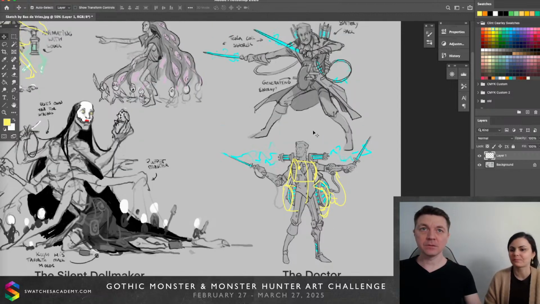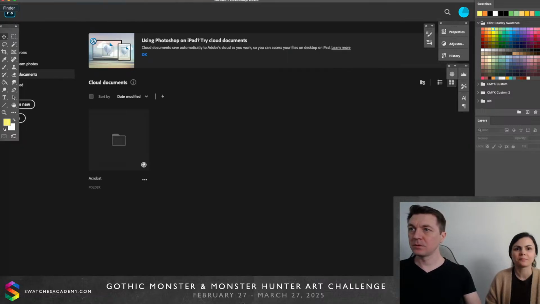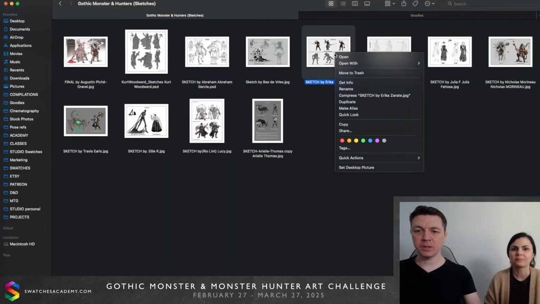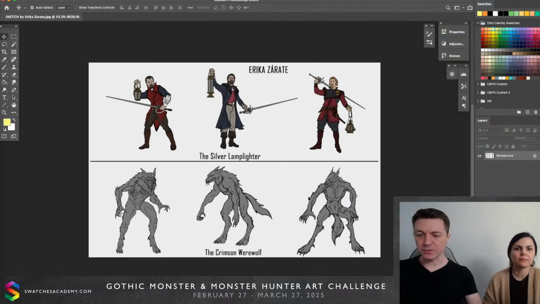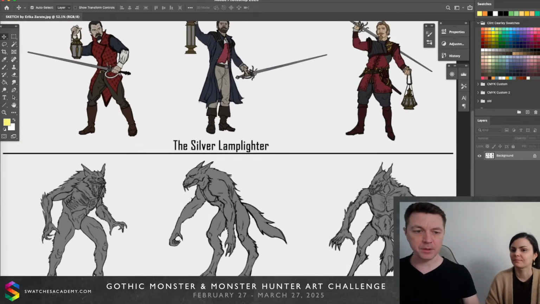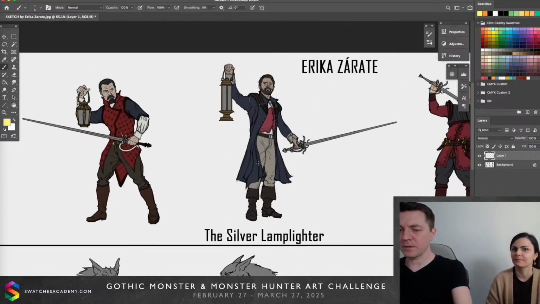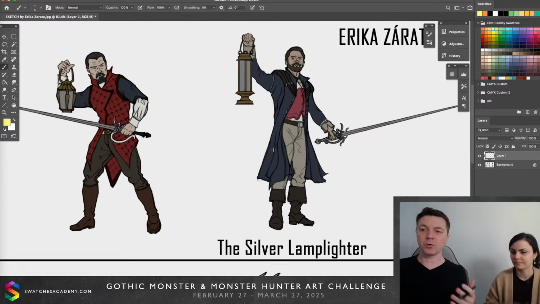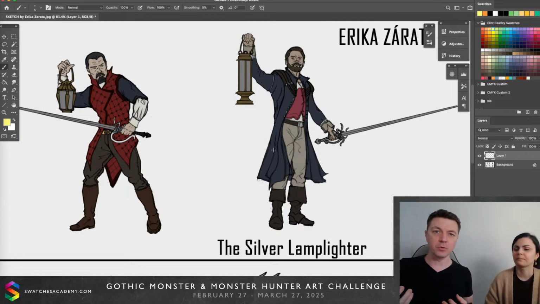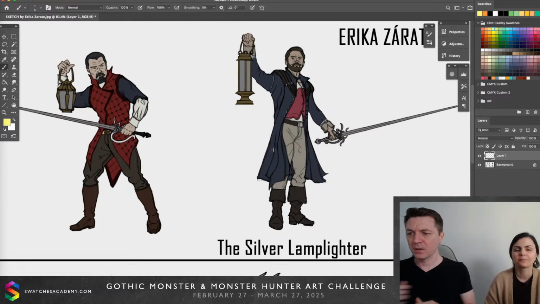Okay, let's keep moving on. We have some other good concepts. Got one by Erica. Erica is doing the werewolf and the silver lamplighter. Nice combo here. Let's take a look at the lamplighter first. The only notes here are that they carry an extra long rapier, and they have a lantern filled with supernatural moonlight in order to fight against the werewolf.